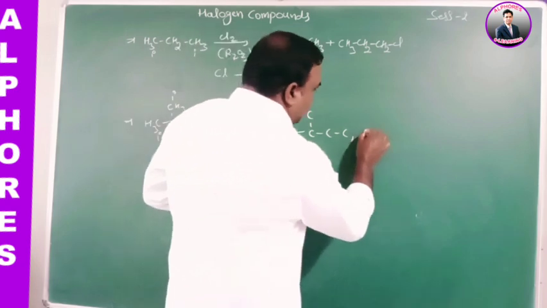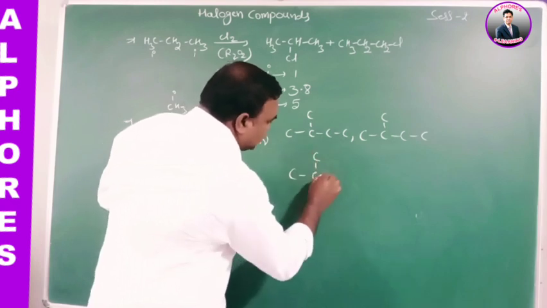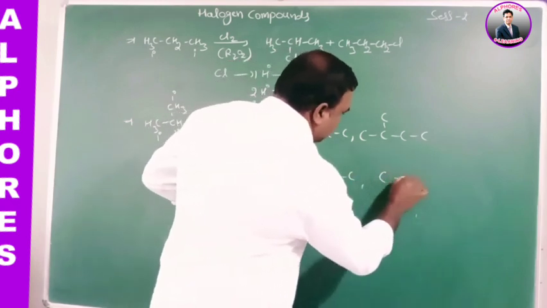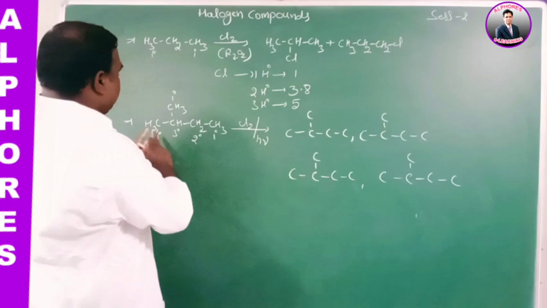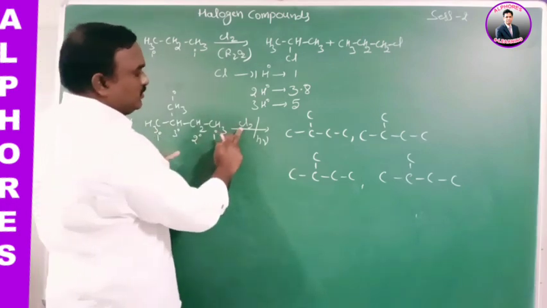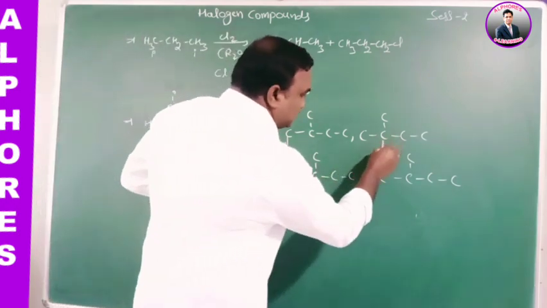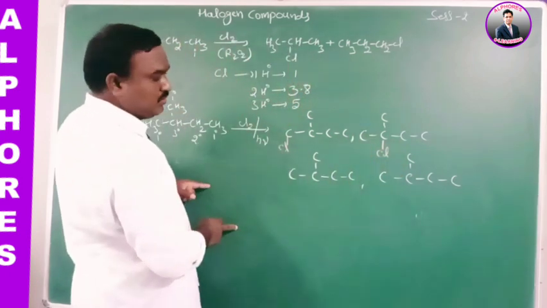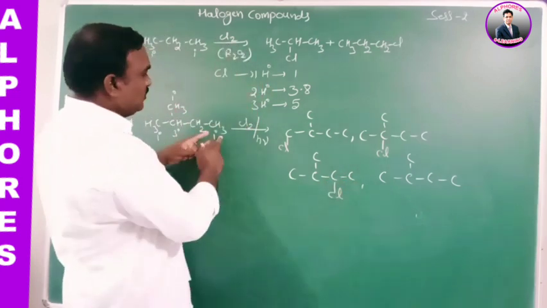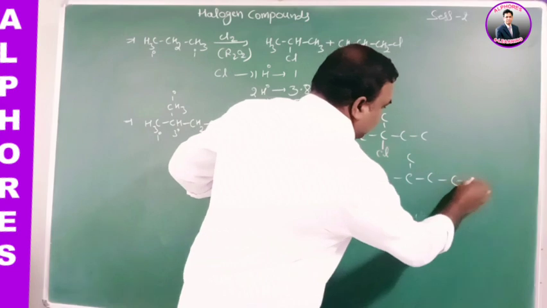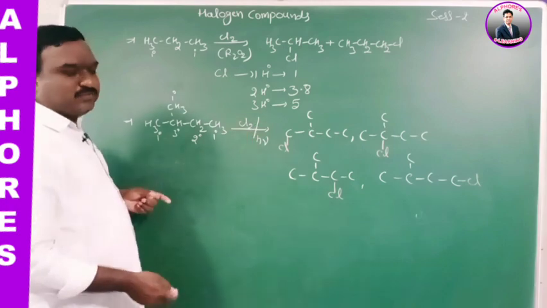If you take the first one, total how many products are possible? Four products are possible here. Primary hydrogen is substituted by incoming chlorine. Tertiary hydrogen is substituted by incoming chlorine. Secondary hydrogen is substituted by incoming chlorine. Primary hydrogen is substituted by chlorine free radical. Total four products are possible here.